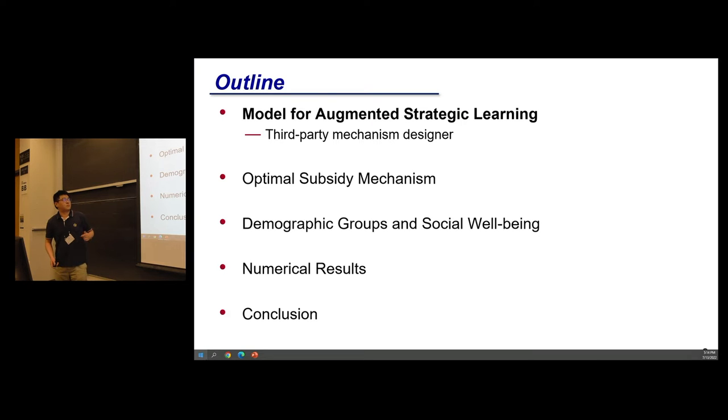So next, I will elaborate more on the model for augmented strategic learning, where we consider two different types of mechanism design cases. In the first type, there are two parties discussed just now. There's the decision maker that implements the decision rule and the subsidy at the same time. And there are agents. In the second mechanism design case, it is a three-party system where a third party will be another first mover that designs the subsidy mechanism, who will charge a price from the decision maker and implement the subsidy mechanism on the agents. We will focus more on the strategic classification problem since our analysis and results are quite similar for the strategic regression case.